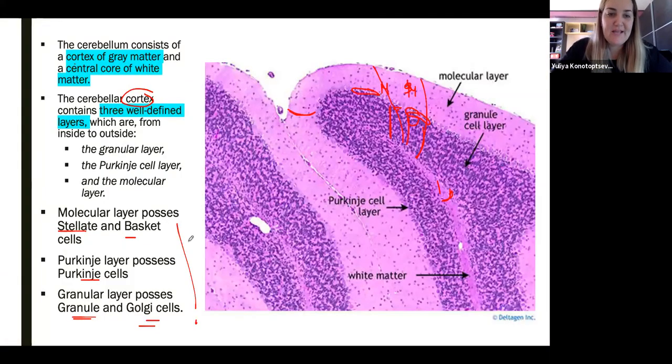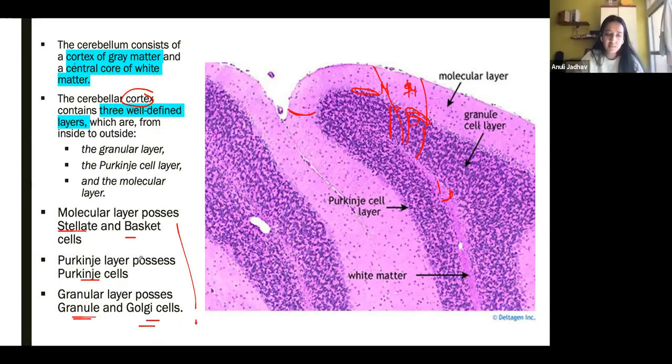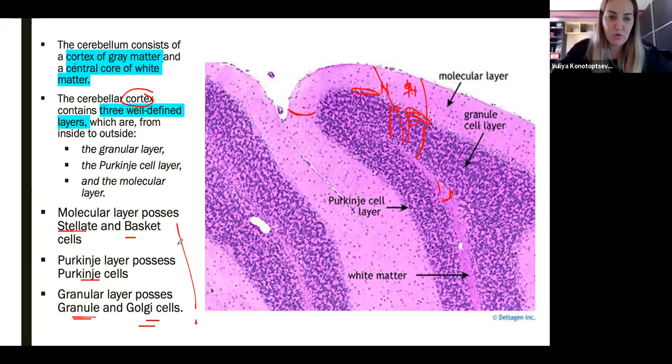Could you remind me, inhibitory neurons, which neurotransmitter do they use? GABA or glycine. Here in cerebellum, these 4 neurons, the stellate, basket, Purkinje, and Golgi, are GABAergic inhibitory interneurons. All 4 of them are going to be using GABA to inhibit something.